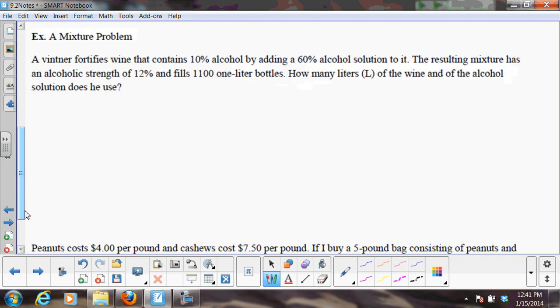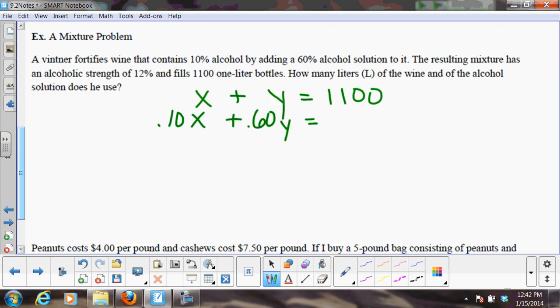Next, we have a mixture. A vintner fortifies wine that contains 10% alcohol by adding 60% alcohol solution to it. As a resulting mixture, the alcohol strength is 12% and fills 1,100 1-liter bottles. How many liters of wine and of alcohol does the solution have? Well, it's wine and alcohol, right? So wine, alcohol, 1,100 liters. Or it's, sorry, to get the wine, it's wine and alcohol solution. So 10% wine plus 60% solution is going to equal 12% of our 1,100.